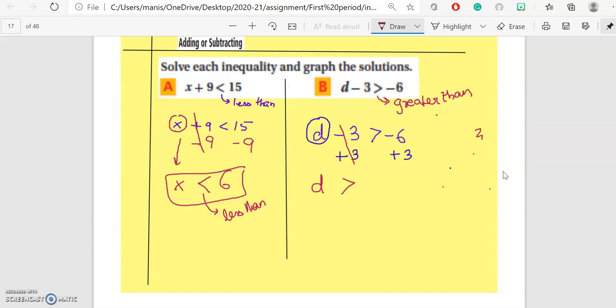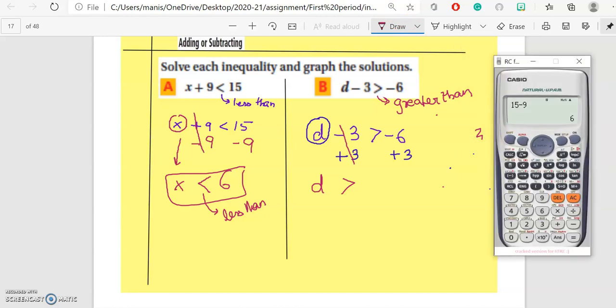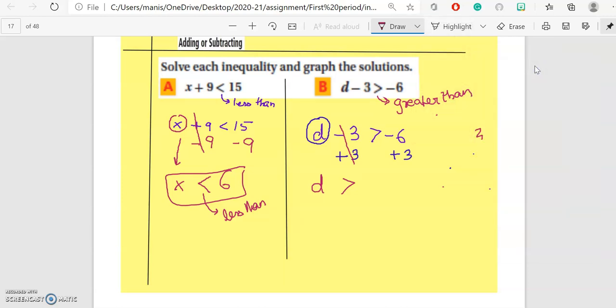Negative 6 plus 3. For this, I will use my calculator. So this is my negative 6. The negative sign is this on the calculator, negative 6, and that's your plus sign, and that's your 3. What is the answer? Negative 3. So my answer is negative 3. If I rewrite this, it is d is greater than negative 3.